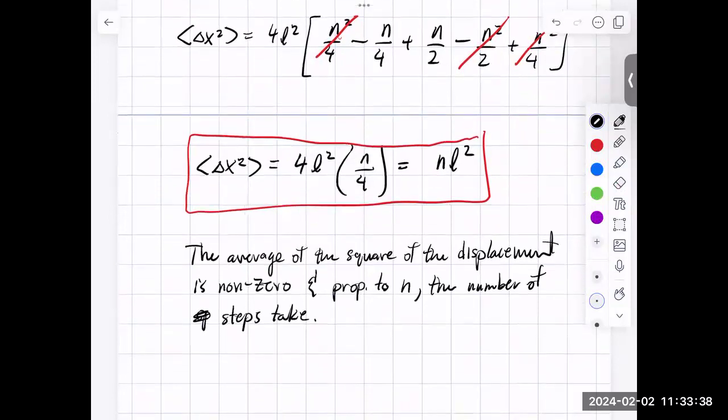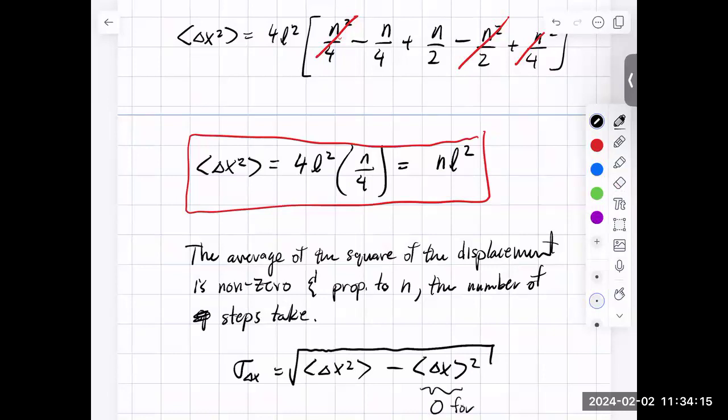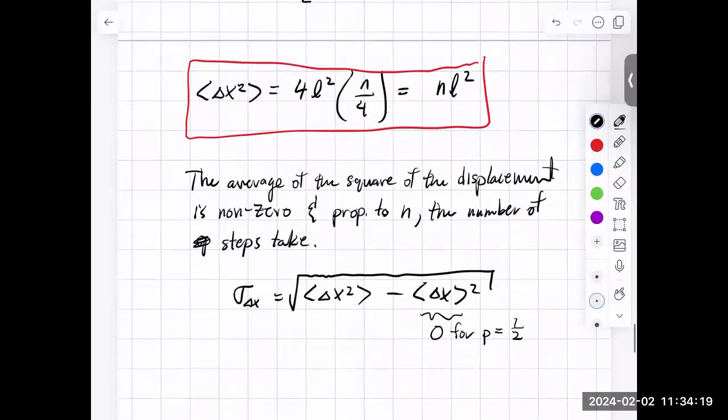We could combine all these things and we could say, remember, the standard deviation was given by the average of the square minus the square of the average. I need my delta in there. That'd be delta x squared. Yes, that's right. So I could do it this way, right? But we know that this is going to be 0 for p is 1/2. And so that means the standard deviation is equal to just the square root of this thing. So it's root n times L, where L is the average step size.